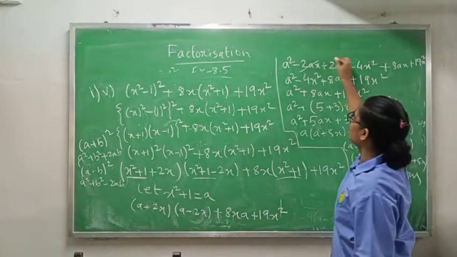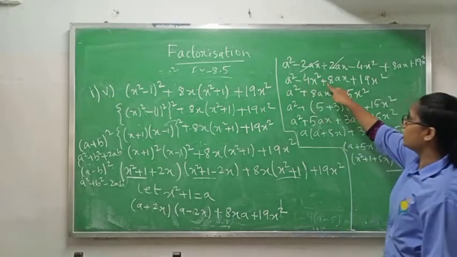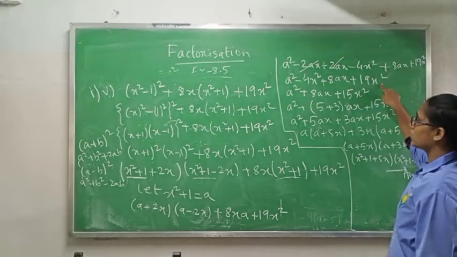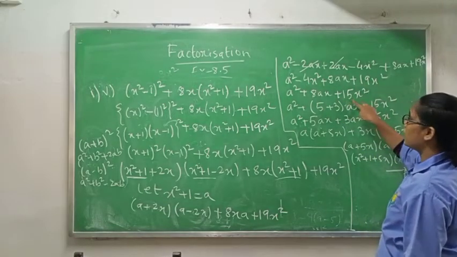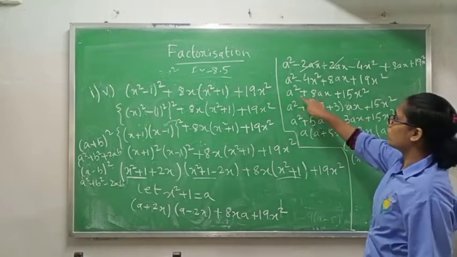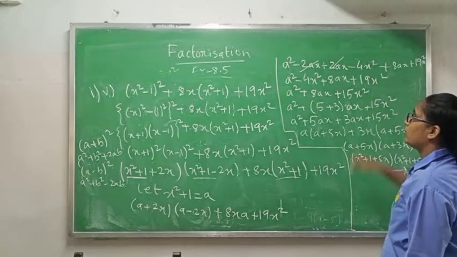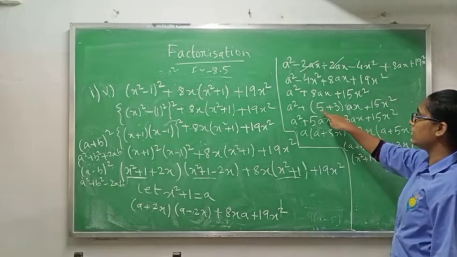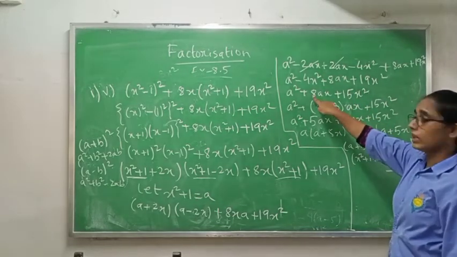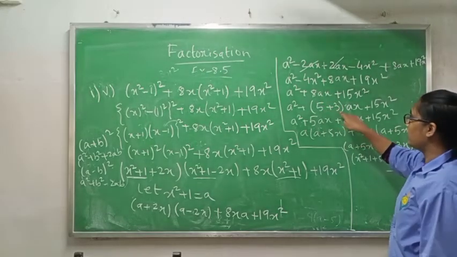So minus 2ax plus 2ax will cancel out. You are getting a square minus 4x square plus 8ax plus 19x square. Now minus 4x square plus 19x square will give you plus 15x square. Now a square plus 8ax plus 15x square. You have to split the middle term, taking the factors of 15. You know that 5 plus 3 will give you 8 and 5 into 3 will give you 15.